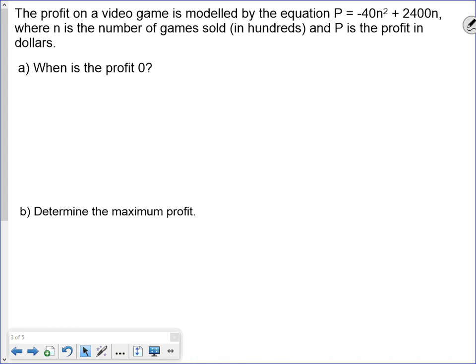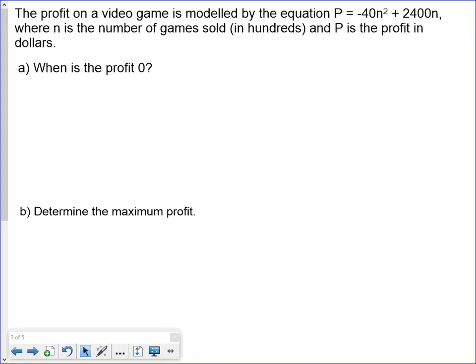All right, in this profit problem, we're told the profit on a video game is modeled by the equation P equals negative 40n squared plus 2400n, where n is the number of games sold in hundreds and P is the profit in dollars. And we're asked a couple of questions here. When is the profit zero? And they're asking us to determine the maximum profit.